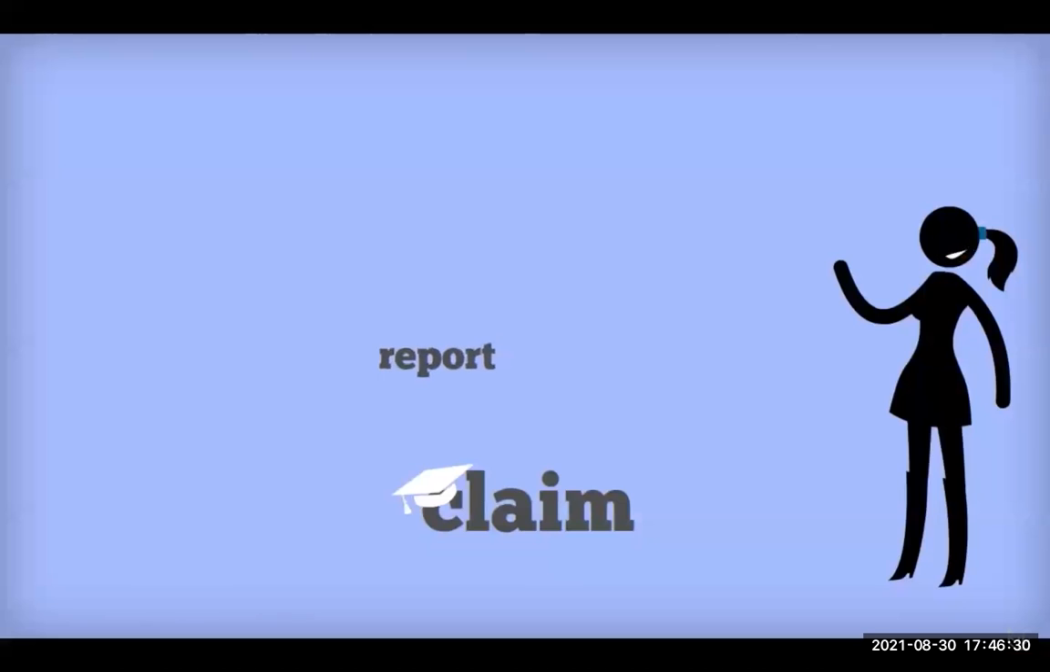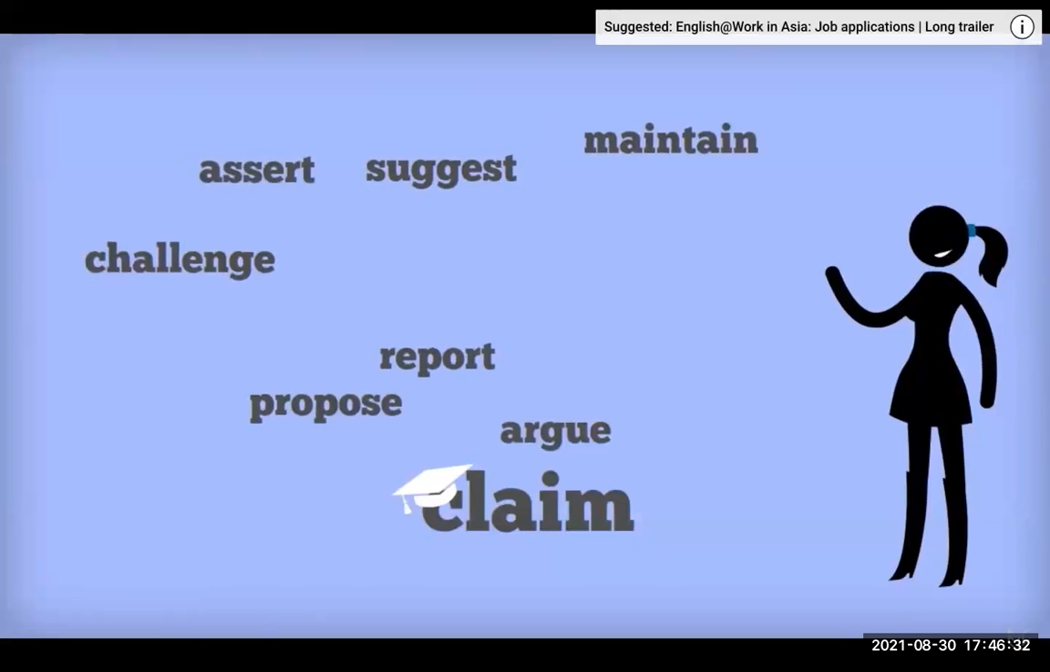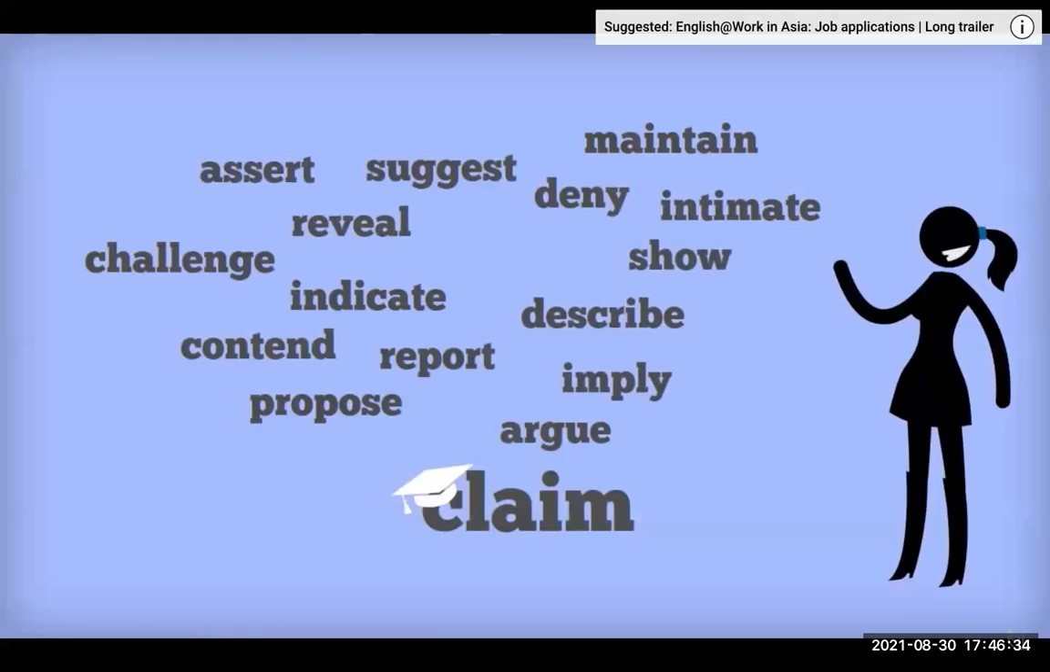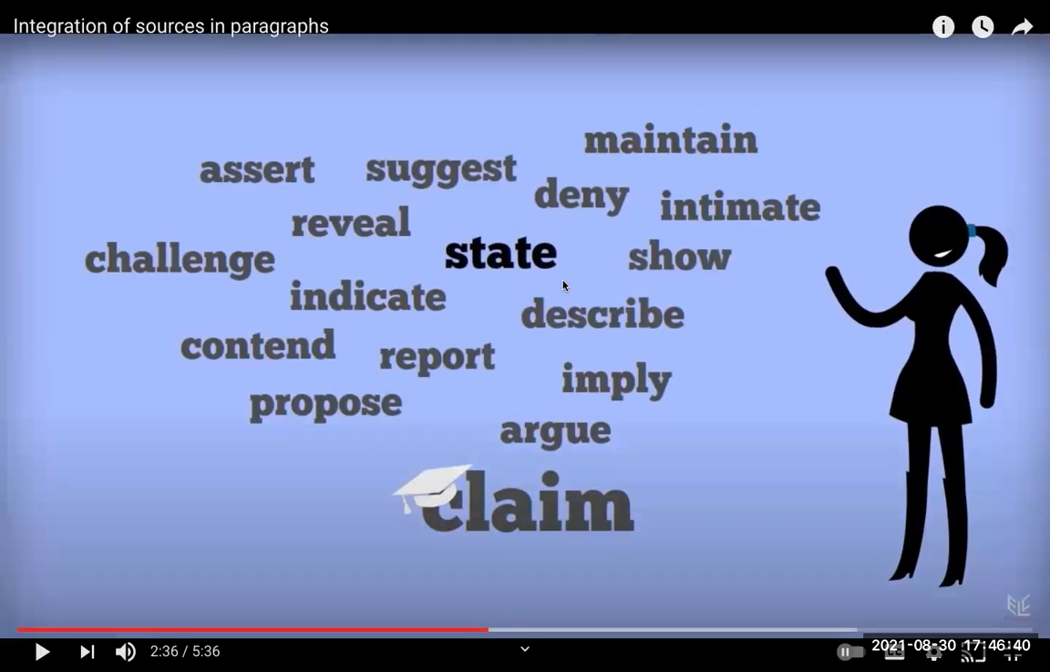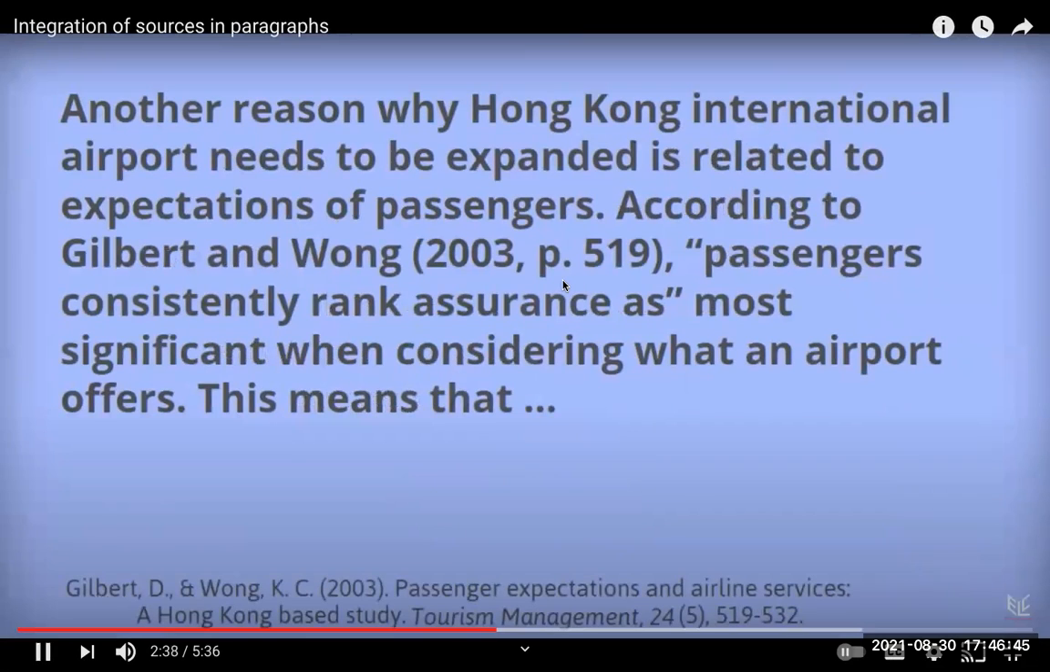Claim is used in a similar way in academic writing. Using less common verbs is another way to enhance your writing. Don't only use verbs such as state. So all this, according to, there are various other ways of how you can actually express yourself when citing sources. Finally, the writer goes on to explain the citation.